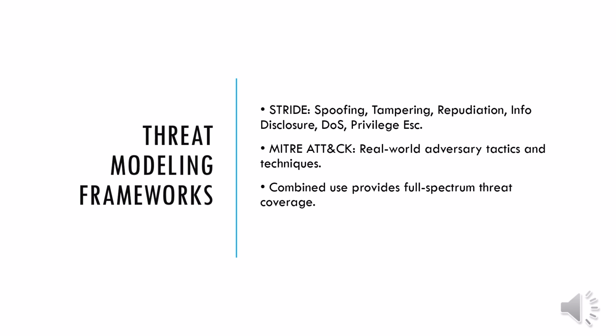It shows how adversaries gain access, escalate privileges, and move laterally. By using both frameworks together, we can identify both design flaws and probable attack vectors. This dual approach ensures our model reflects both hypothetical risk and real, tested intrusion methods.